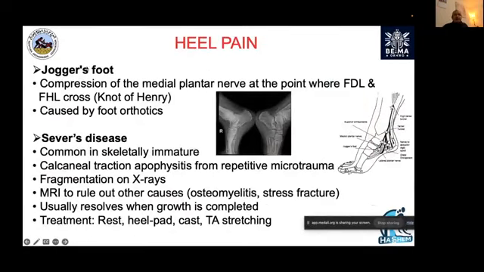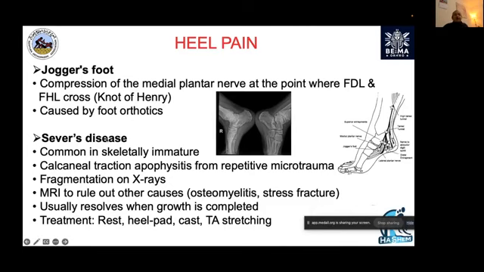Jogger's foot, and basically Baxter nerve entrapment, was the lateral plantar nerve. Jogger's foot is the medial plantar nerve, and it's always compressed at what we call the knot of Henry. Here, where the FDL and FHL just go across each other, this is a common site to compress the medial plantar nerve and gives you what's called jogger's foot. And the main treatment for this is to release the compression by foot orthosis, and if it doesn't help, to go and release the knot of Henry.